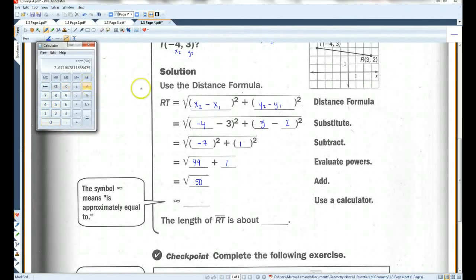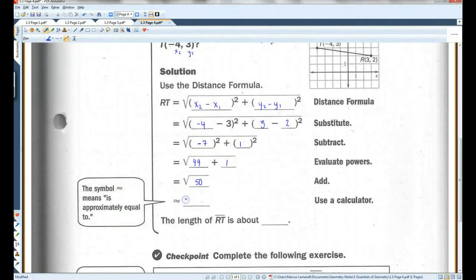Square root of 50 is 7.07. I'm going to round to 2 decimal places. This little squiggly equal sign means approximately. Okay, so it's not exactly equal to this because I rounded, but it's about 7.07. So the length of segment RT is about 7.07.